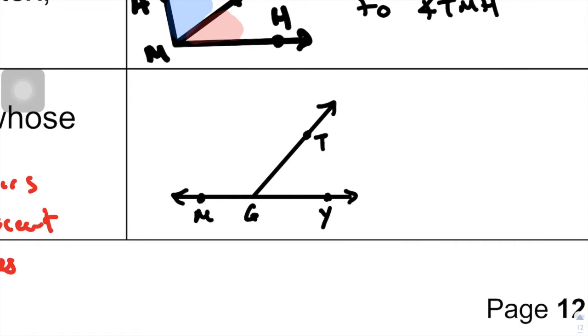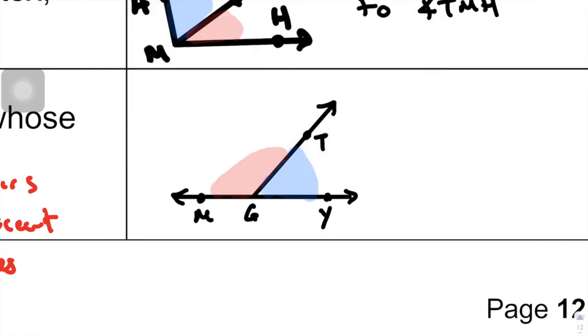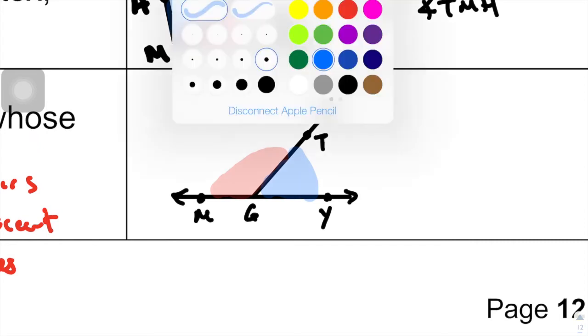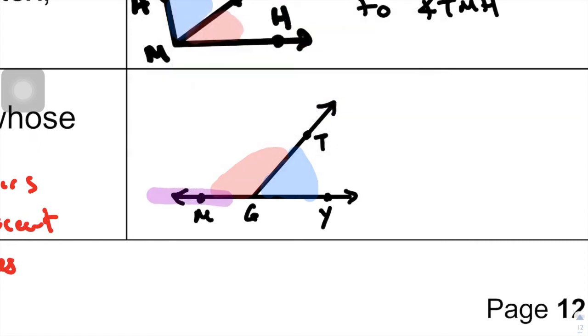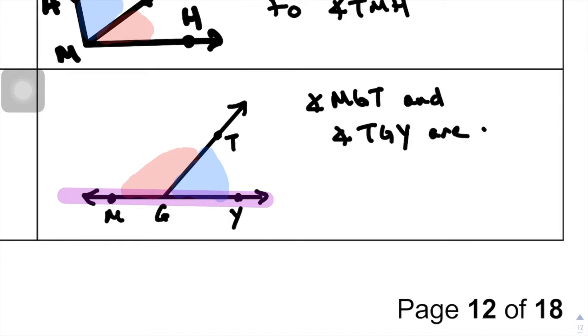So we have two angles, right? Those two angles are a linear pair, and we can see that the sides they don't have in common make a straight angle. Angle MGT and angle TGY are a linear pair.